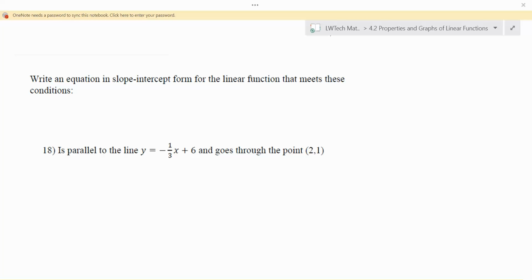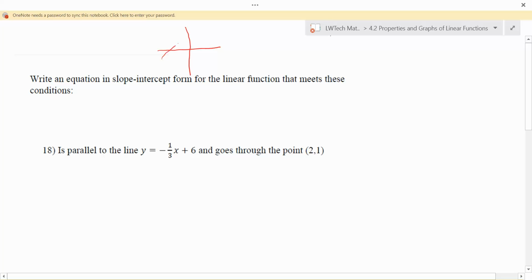Sometimes you'd like to find the equation of a linear function relative to a different function. There are a couple of important properties that are very similar to each other, or that have special relationships when we're talking about linear functions. One relationship that we often see and talk about is called parallel lines.